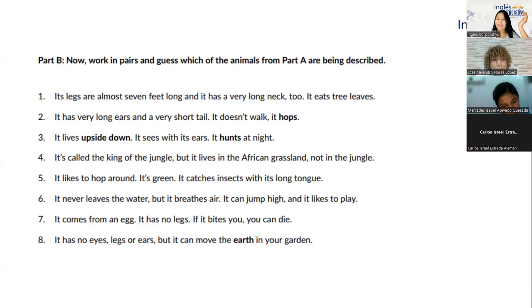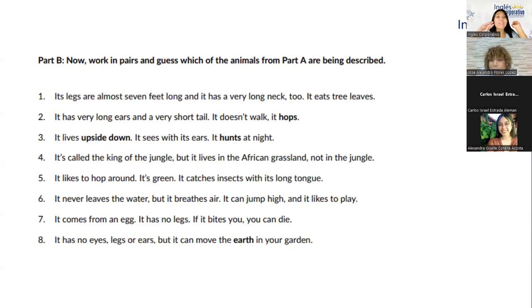Okay, so now we also have number two. It has very long ears and a very short tail. What is the meaning of tail? Cola. Cola, okay? So it doesn't walk, it hops. What is the meaning of hops? Rabbit. No, because the tail of the elephant is long. La cola del elefante es algo larga. Uh-huh. Rabbit. The rabbit. Very good.